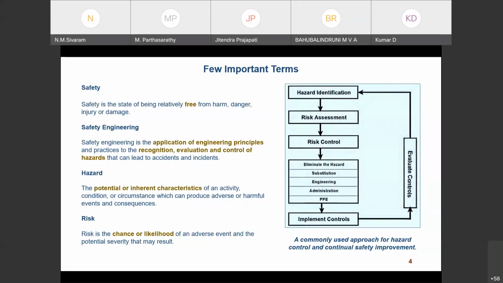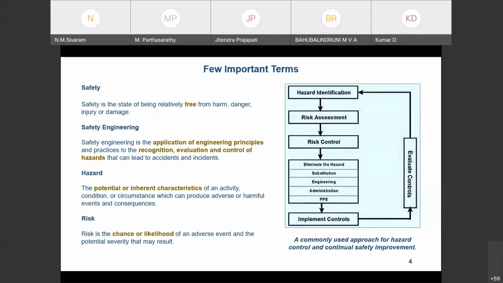If there is a highly severe risk and it is going to occur frequently, then you have to focus on that particular risk initially. If there is a risk that creates very little severity and it is not occurring frequently, then that particular risk can be dealt with much later in the order. So first you identify the hazard, then you do the risk assessment, then you control the risk. Risk control is basically done by eliminating the hazard.